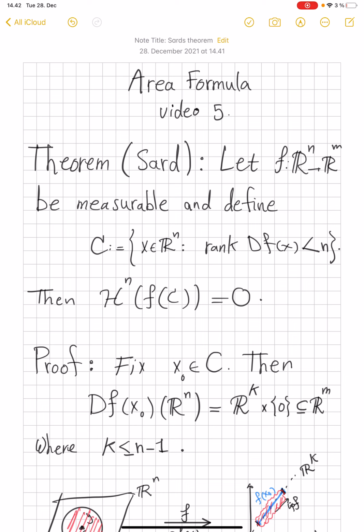Let me know if you have any questions, if you see any flaws in this proof. I'm not sure where this proof is written. I don't have a precise reference for that, but it's kind of a natural and standard proof, quite well known.